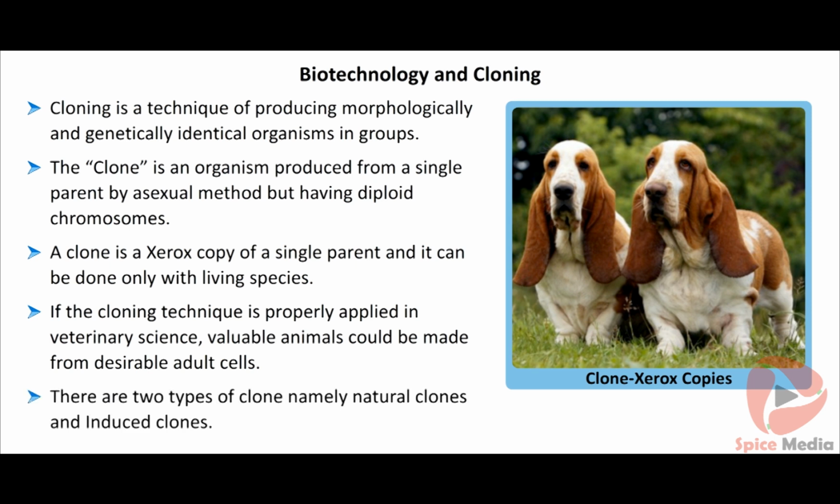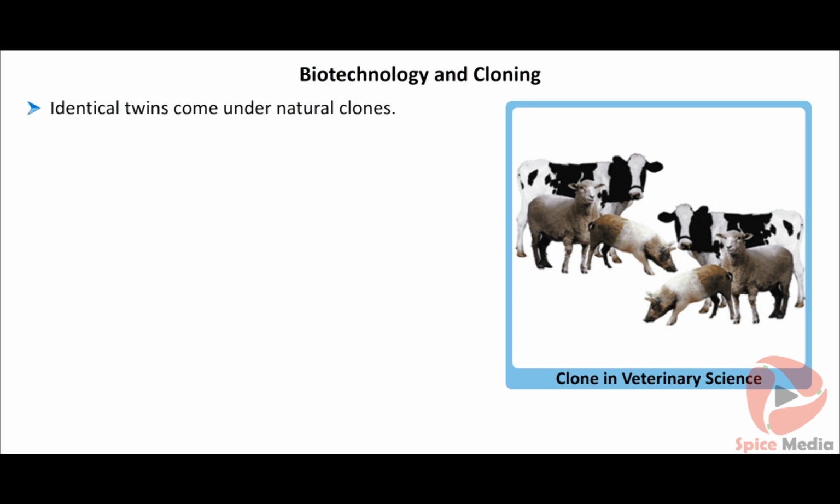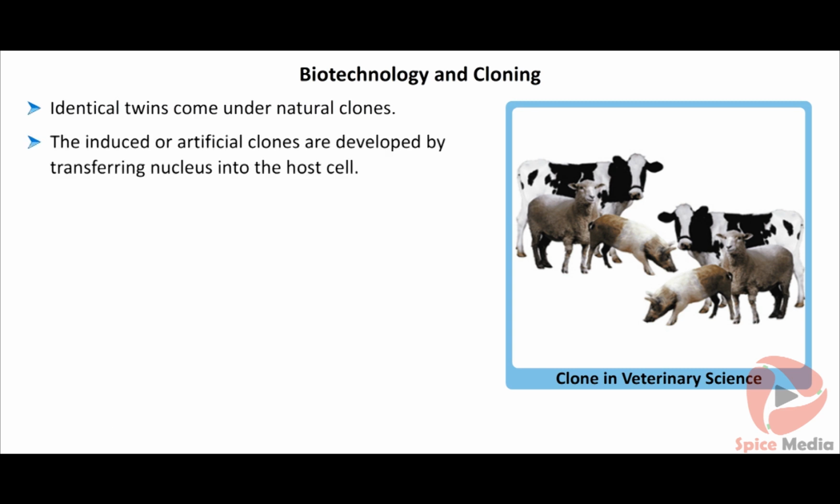There are two types of clones, namely natural clones and induced clones. Identical twins come under natural clones. The induced or artificial clones are developed by transferring a nucleus into the host cell.